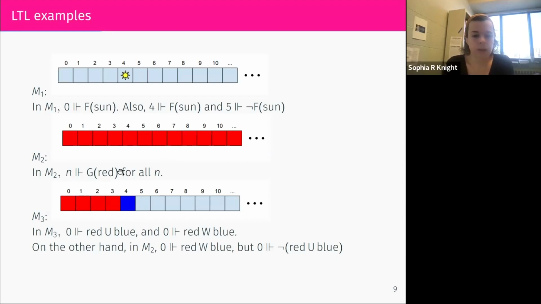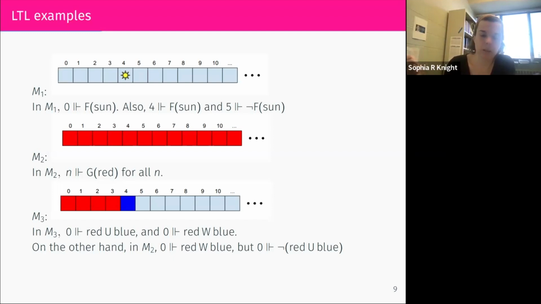And then if we are looking at weak until to understand the difference between until and weak until, in M3, red until blue is true and red weakly until blue is true. In M2, red weakly until blue is true because we count red staying true forever as being part of weakly until, but red until blue strictly is not true. So that's just a little overview of LTL.